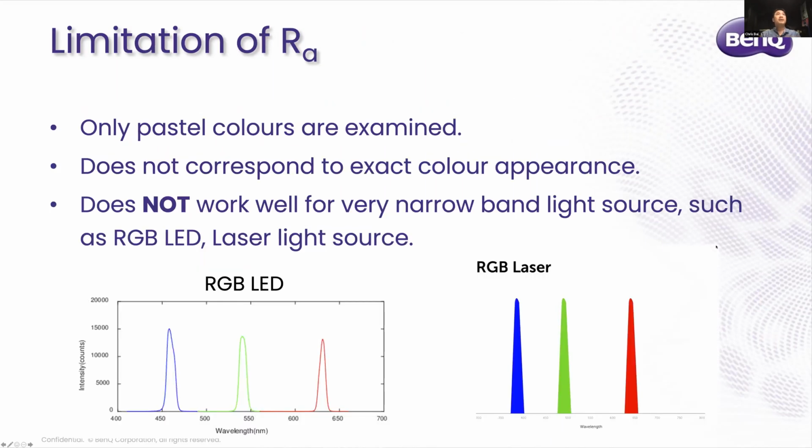All right, but there is a limitation of the RA value we're looking at before. The 8 colors we're looking at, we call them pastel colors, because they are less saturated and they're not looking at the saturated colors. So that's a limitation. And because of that, it does not correspond to the exact color appearance nowadays, because nowadays our devices are in more wide color gamut, and so saturated colors are not considered. Okay, and the next point is it does not work well for very narrow band light sources.